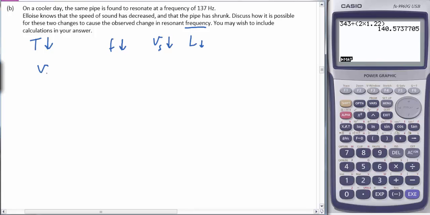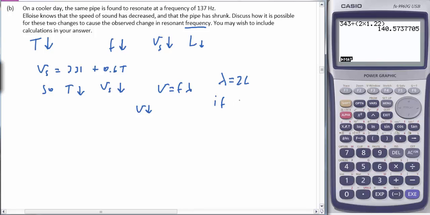Well, I know that the speed of sound is 331 meters per second plus 0.6T, where T is temperature measured in degrees centigrade starting at 0. So if the temperature has gone down, that means that the speed of sound must have gone down. Now how will that impact my frequency? Well, I know that v equals f lambda, and so if speed has gone down, so if v has gone down, and if I assume the same wavelength, because if we are talking about the same pipe above, then I know that lambda equals 2L. Now if the length of the pipe is fixed, then that means that the frequency must have also gone down.